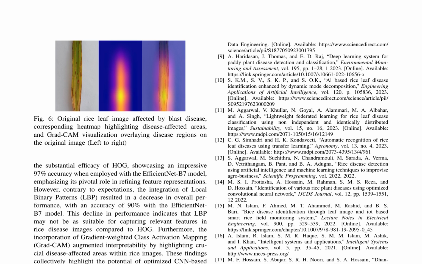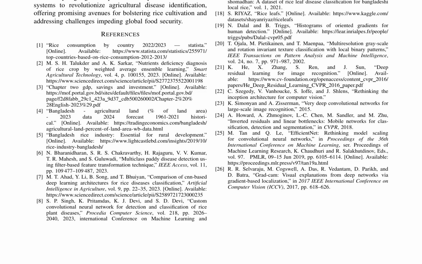The findings indicate that the EfficientNet-B7 model, when combined with HOG features, achieves the highest accuracy of 97%. This underscores the substantial efficacy of HOG in refining feature representations. Conversely, the integration of LBP resulted in a decrease in overall performance, suggesting it may not be as suitable for capturing relevant features in rice disease images compared to HOG.